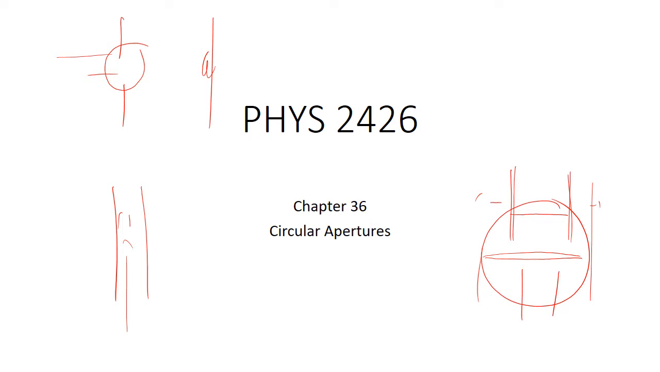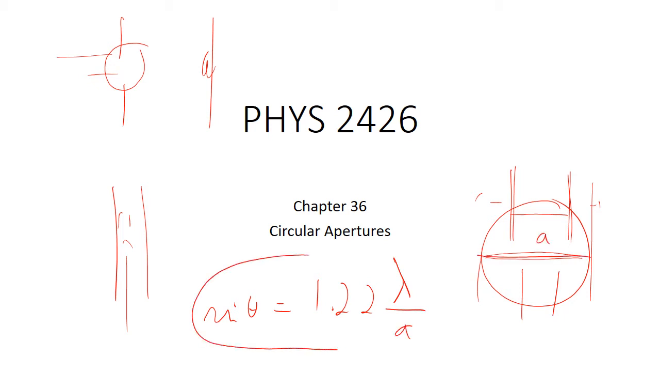Actually calculating this involves some two-dimensional integrals, so we're not going to worry about doing the calculation. We're kind of short on time, last set of lectures here, so I'll just give you the answer. And the answer here is that the resolution, sine of the angle, is going to be 1.22 lambda over A, where A is the diameter. The 1.22 comes from the integrals.